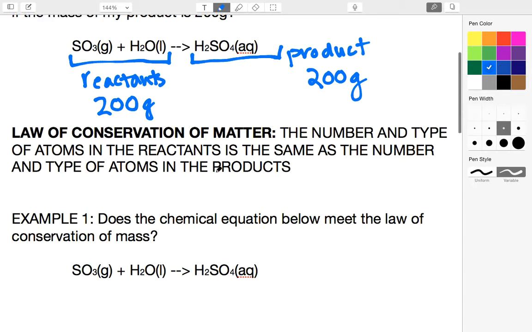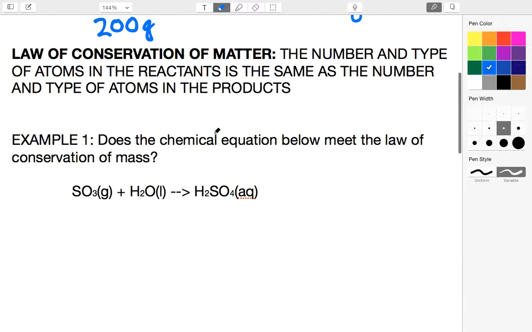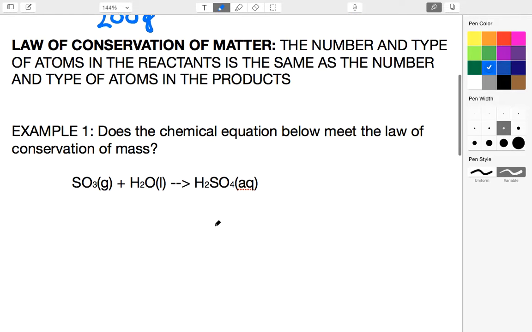So let's move on to law of conservation of matter. So law of conservation of matter is almost exactly the same thing. The number and type of atoms in the reactants is the same as the number and type of atoms in the products, meaning there's no random new atom that you created. So let's go through an example.